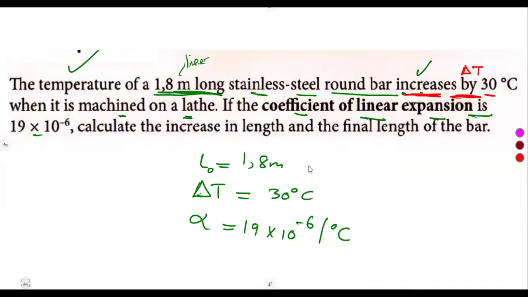What are they talking about? They have already mentioned what you are to calculate. What you are to calculate is the change in length. But they mentioned that that change in length is an increase. Why? Because there's an increase in temperature, so definitely the length will increase. So the increase they are talking about is simply the change in length, and the final length of the bar at the end. So the first thing, calculate the change in length, then the final length. You're done.